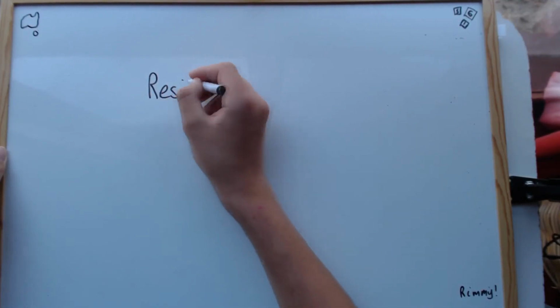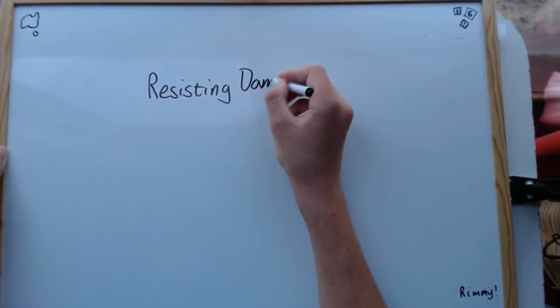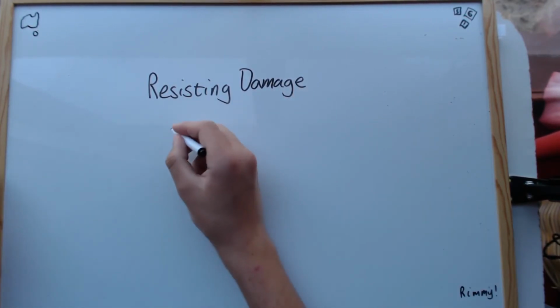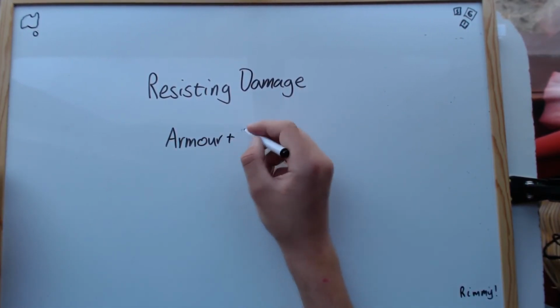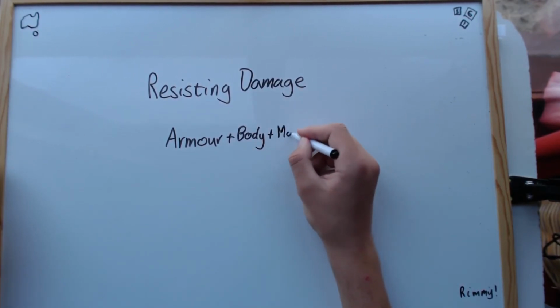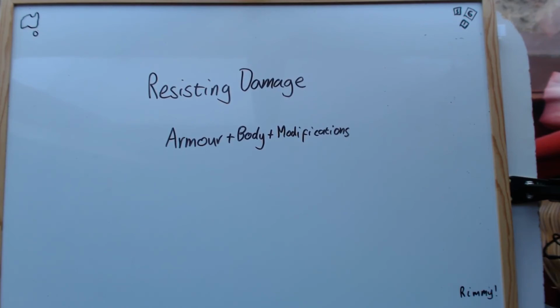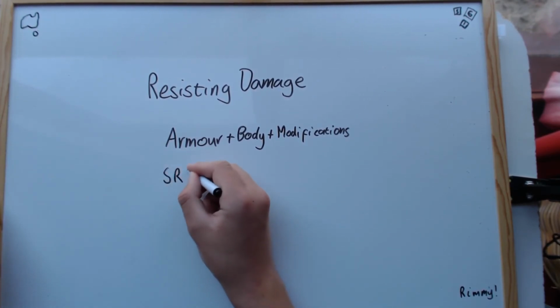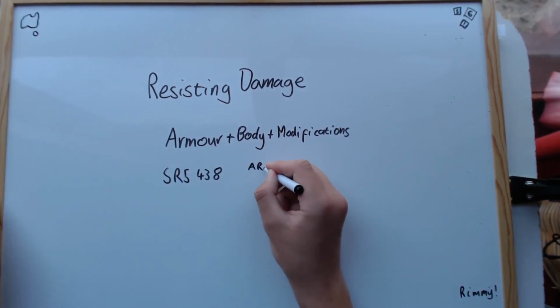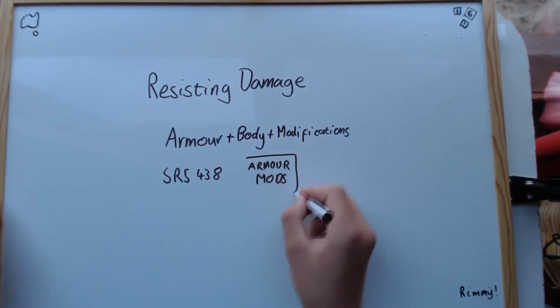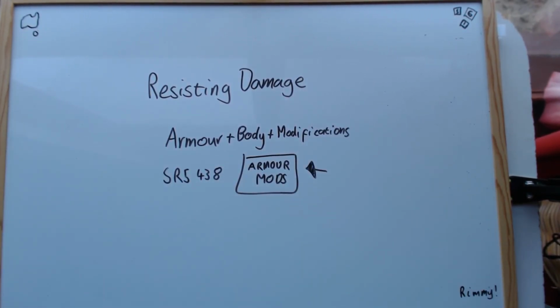The damage taken from these elemental attacks, such as acid and fire, is resisted with armor plus body plus mods, including the secondary damage they deal on subsequent turns. But there are other ways you can increase your resistance to this damage by modding your armor with various modifications such as fire resistance. These can be found on page 438 of SR5 and in the armor mod video.